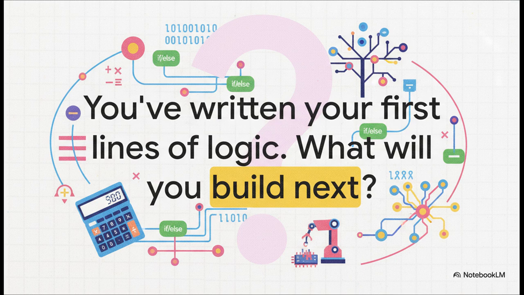You just taught a computer how to make a decision. This simple if-else thing we just did, that's the fundamental building block of, well, everything, from simple apps to crazy complex artificial intelligence. You now have the first, most important piece of the puzzle. So the only question left is, what are you going to build next?